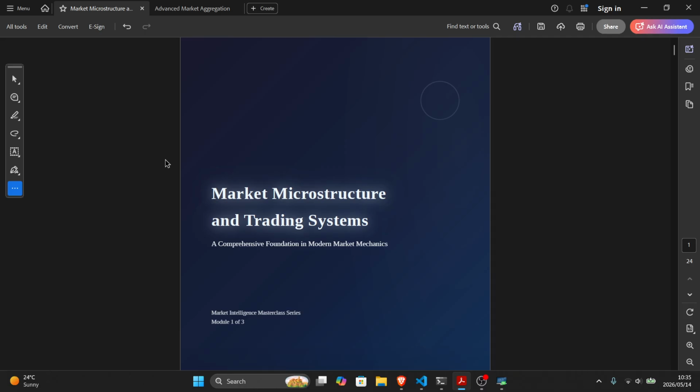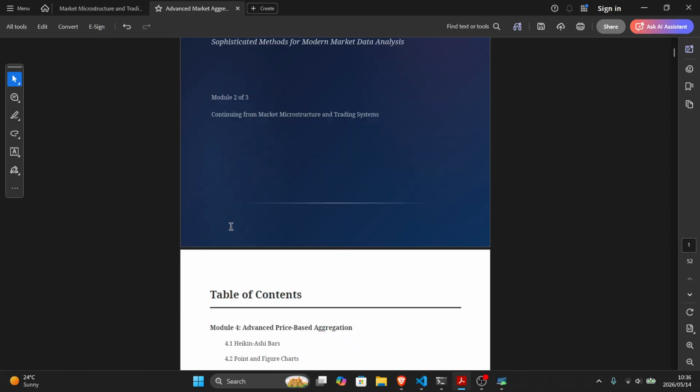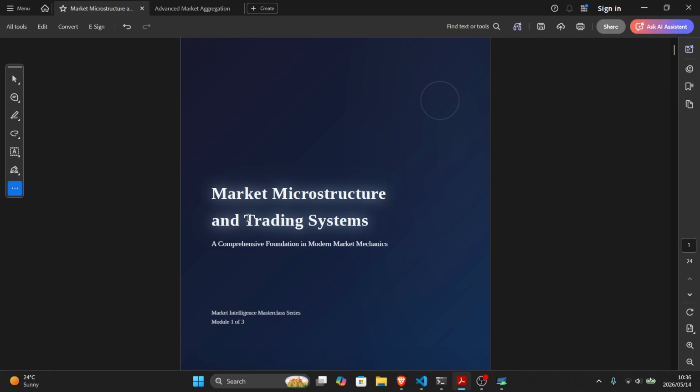But today we are going to be discussing market impact, and we are going to be comparing all the aggregations that I showed and how they relate to each other. And we are also going to be talking about Shannon information bars for my advanced market aggregation course.